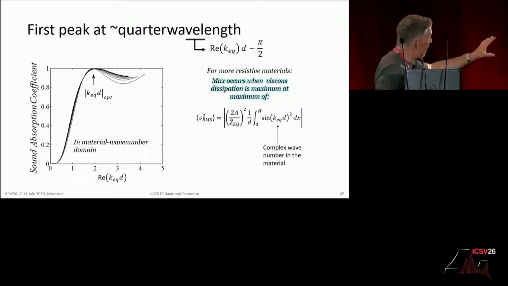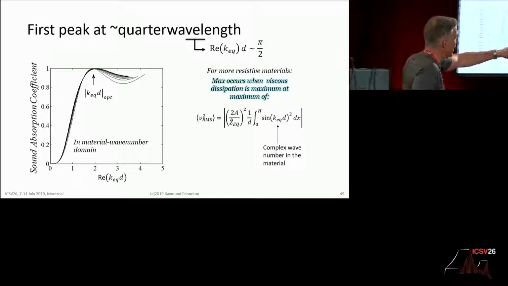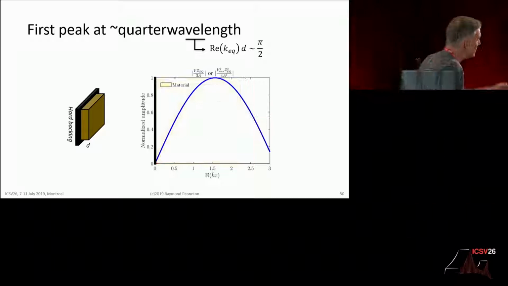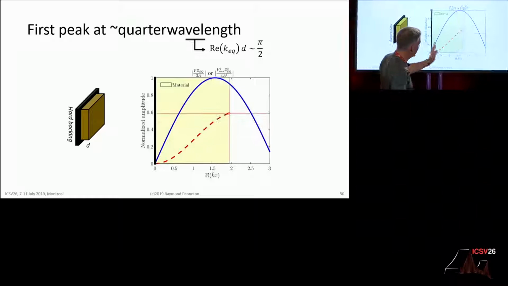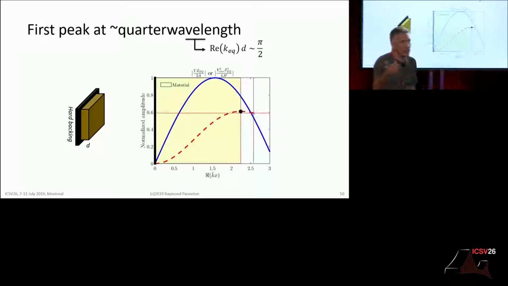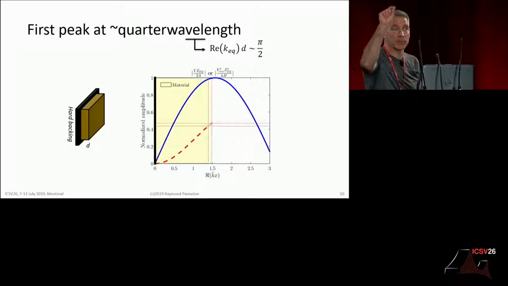But in fact, this maximum for larger resistivity will occur when the mean quadratic velocity that governs the viscous dissipation in the material is maximum. And this is nearly the quarter wavelength of the material. The yellow is the thickness of the material that increases, and you see this is the quarter wavelength here. And for higher resistivity material, the maximum will appear a little bit higher than the quarter wavelength. We have to know that, because if we want 100% absorption at a given frequency, we have to know exactly where it occurs.